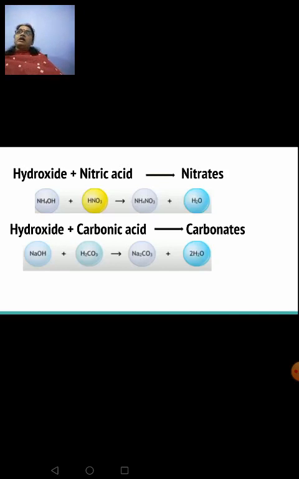Understood how the salts are given their name, whether it is a chloride or a sulfate or a nitrate or a carbonate is decided based on the name of the acid that is taking part in the neutralization reaction. If it is hydrochloric acid, a chloride salt will be formed. If it is sulfuric acid, a sulfate salt will be formed. If it is nitric acid, a nitrate salt will be formed. If it is carbonic acid, a carbonate salt will be formed.